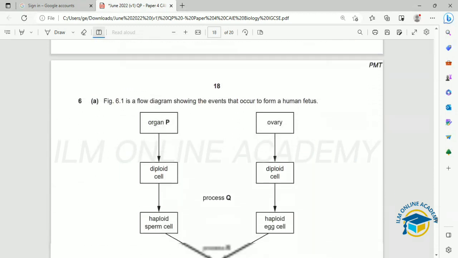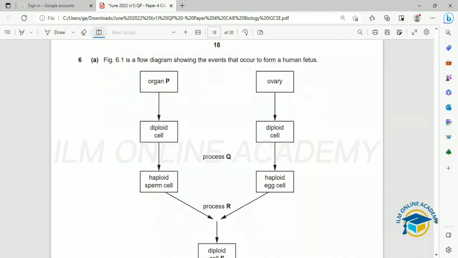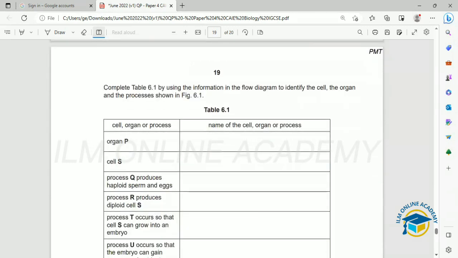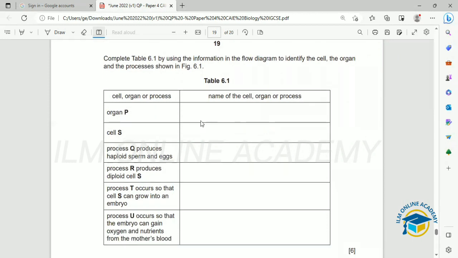The next thing is that there is this diagram showing the events that occur to form a human fetus, and it is a flow chart. And then the question is, complete table 6.1 by using the information in the flow diagram to identify the cell, the organ, and the processes shown. So organ P, we need to tell the name of the cell, organ, or process. Now we need to tell what is organ P.